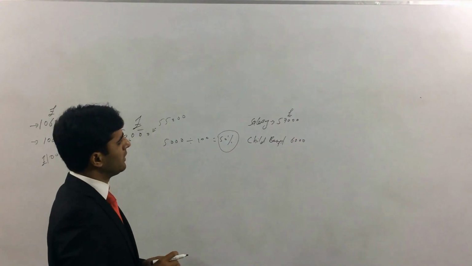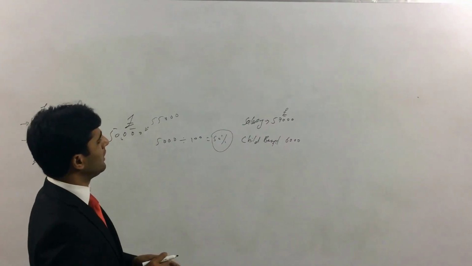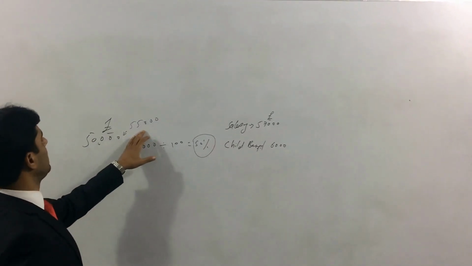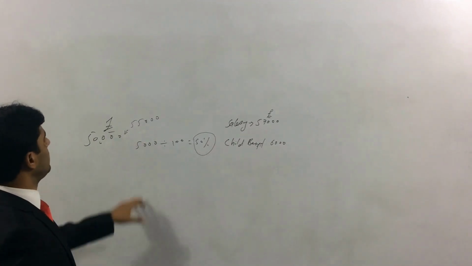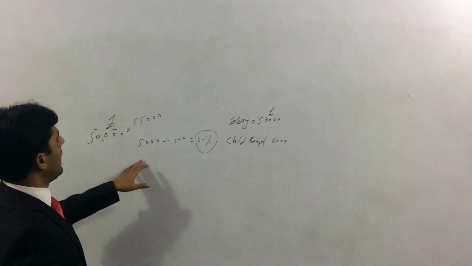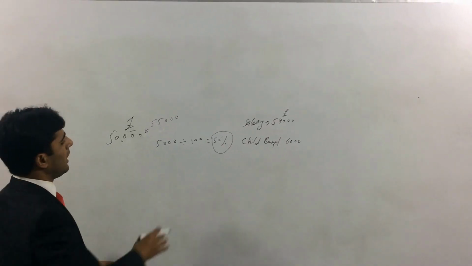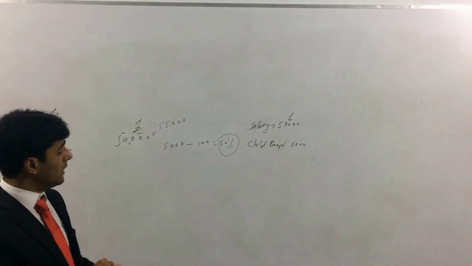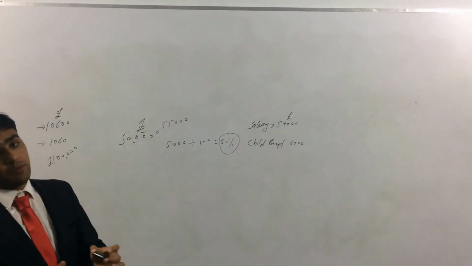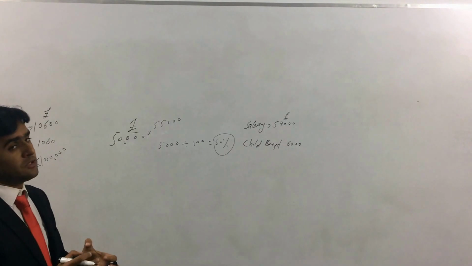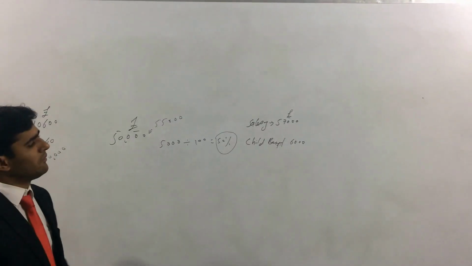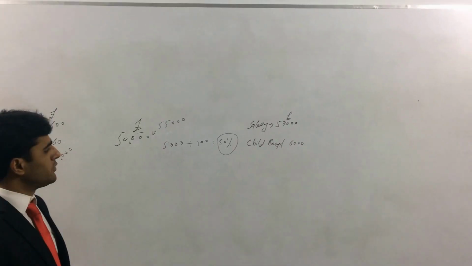Please pause this video here and try to solve it in this way. What I did here is, earning was £55,000. I have deducted this out of £50,000. This was the remaining, and I have divided it by 100, and whatever the answer is, that is the percentage of child benefit charge. So we'll have to take the percentage of child benefit charge. Please pause this video and try to solve this question. I hope you have done it.